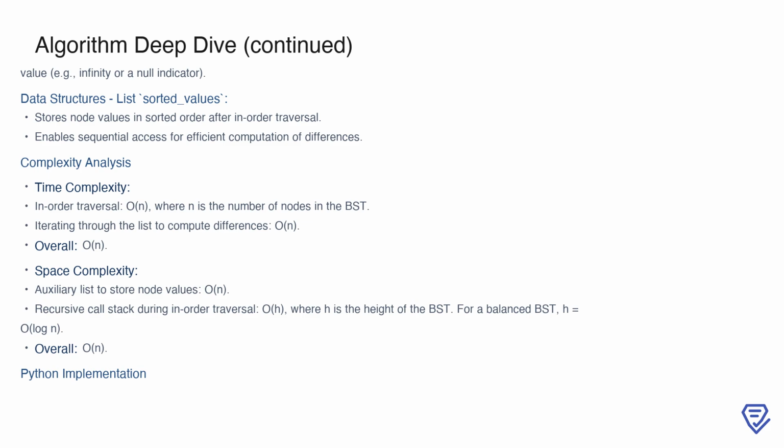In terms of complexity, the in-order traversal of the BST takes O(n) time, where n is the number of nodes, and iterating through the list to compute differences also takes O(n).